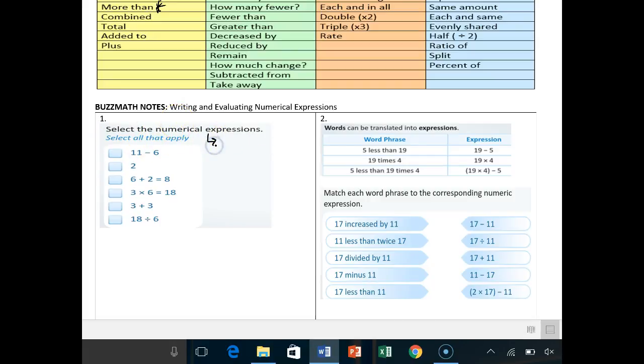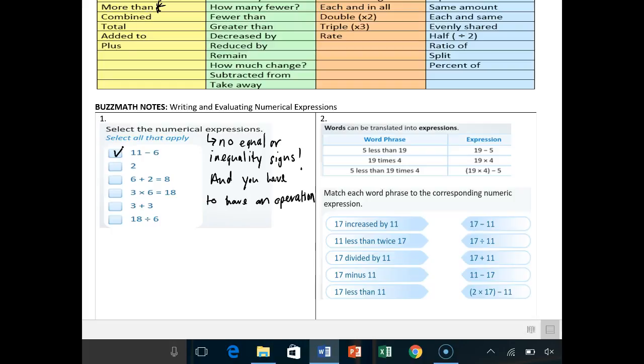So what does a numerical expression mean? Remember, you're going to have no equal or inequality signs. You need to write this down. And you have to have an operation. All right, so 11 minus 6, does that fit? Yes, it does. That's a numerical expression. We don't need to solve that. We don't need to say equals 5.